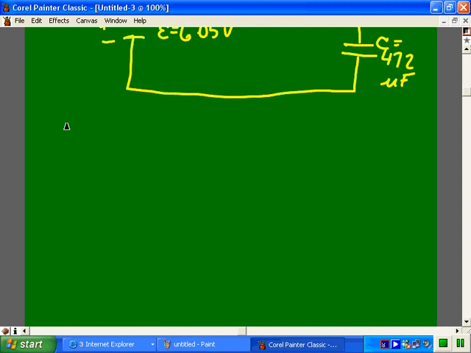So the equation we're going to use is the voltage of the system is equal to the voltage across the battery times 1 minus e to the negative t, which is the time, so this is actually what we're solving for, over tau. We don't have a value for tau, but we know from our sheet that it is equal to resistance times the capacitance, and we have both of these values.